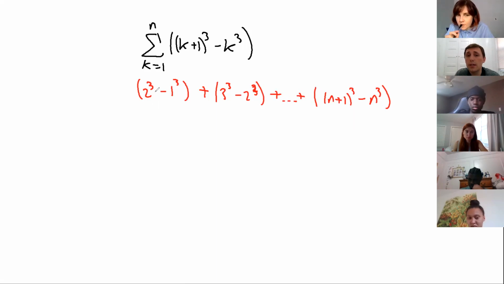Because 2 cubed will be canceled later on by 2 cubed. You agree? Basically, the sum that I'm subtracting is 1 cubed all the way to n cubed, and I'm adding 2 cubed all the way to n plus 1 cubed.